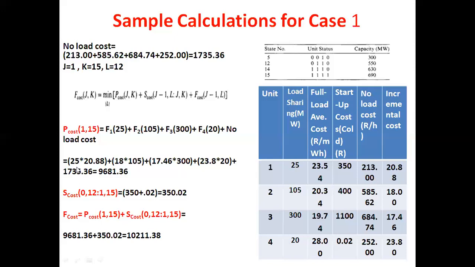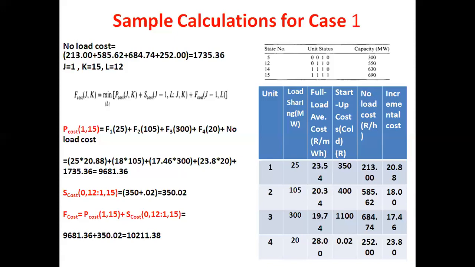So it will be 25 into 20.88. It is the multiplication of the power given by that particular unit 1 into the incremental cost. So F1 is 25 into the incremental cost, 20.88, followed by F2, that is 18 into 105. That is how this is done.